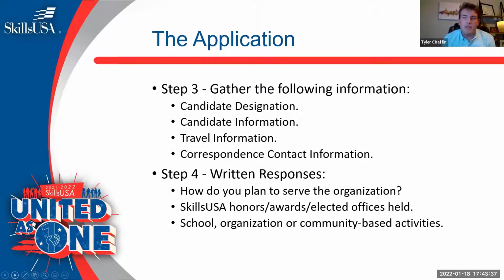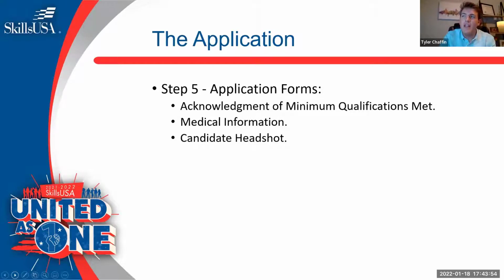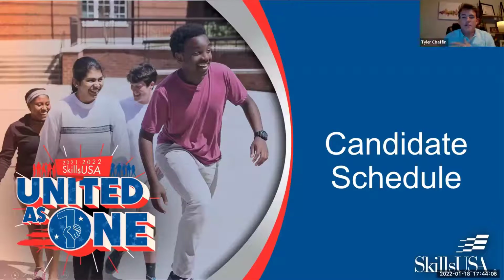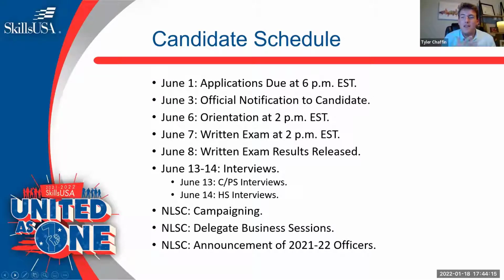And then we have a few essay responses as well on how you plan to serve the organization, any SkillsUSA honors or awards, elected offices that you've held before, such as being a chapter officer or state officer, and then any school, organization, or community-based activities that you participate in. The final step is submitting some other application forms, acknowledging that you met the minimum requirements, your medical information, and your candidate headshot. These are all due by June 1st at 6 p.m. Eastern Time.